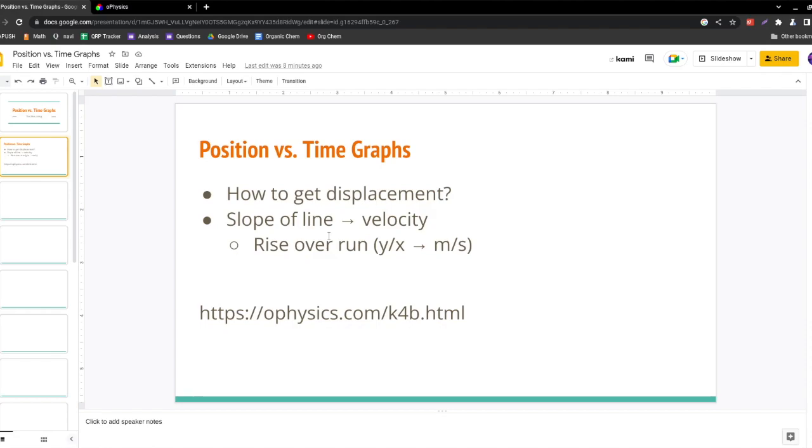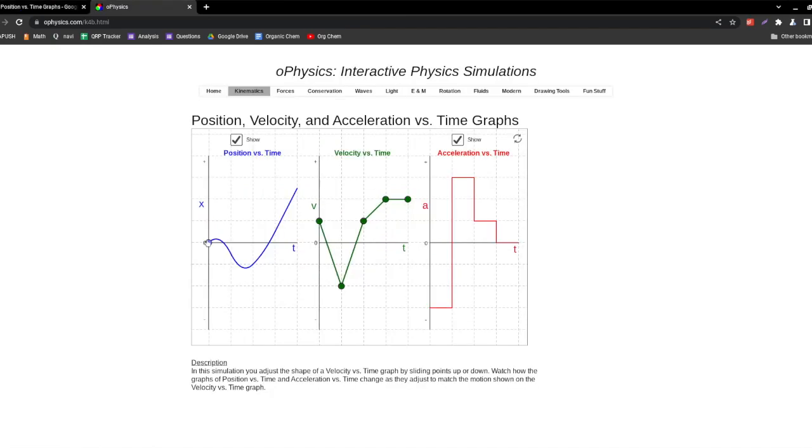So starting off with displacement, you should know what displacement is. If you don't, we have a video on that. But basically, the point at a specific time is the position of the particle relative to the starting point, which in this case is 0.